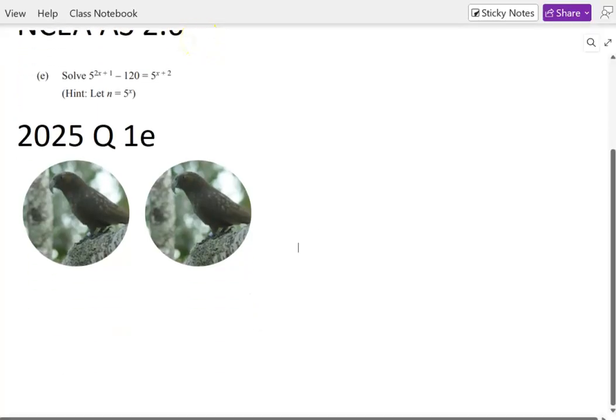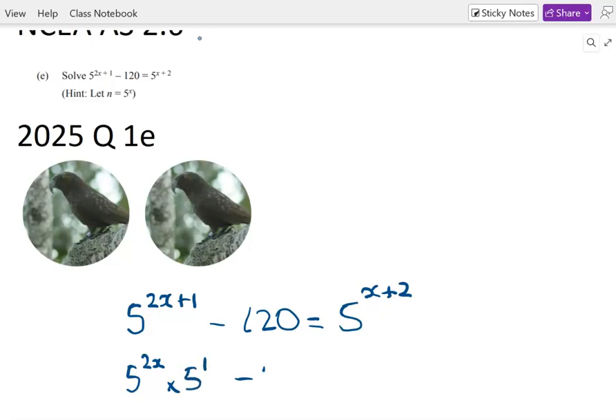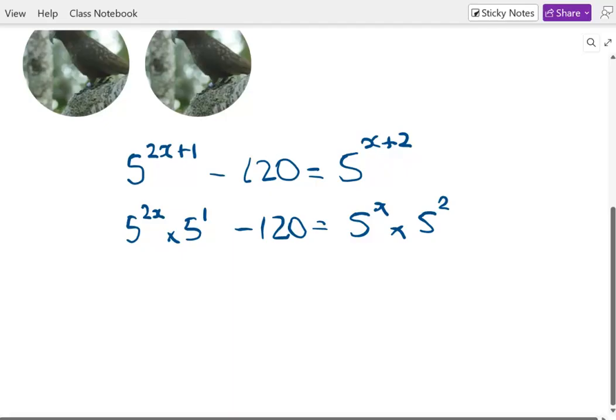Well, we've got 5 to the 2x plus 1 minus 120 is equal to 5 to the power of x plus 2. I'm going to first of all split those exponents up. So I get 5 to the 2x times 5 to the power of 1 minus 120 is equal to 5 to the power of x times 5 squared. That's just using my exponent properties from way back in year 9 or year 10 algebra.